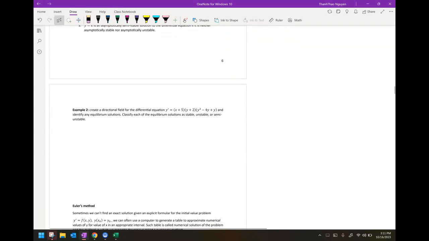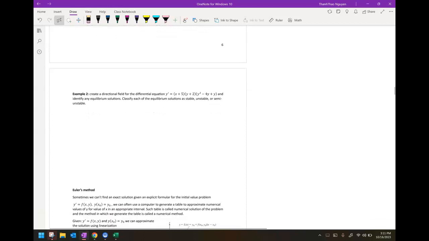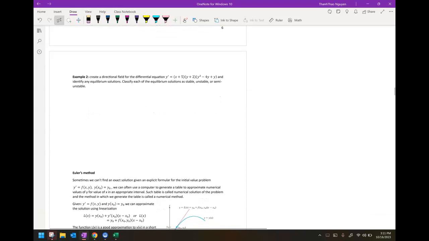Create a directional field for the differential equation y prime equals x plus 5 times y plus 2 times y squared minus 4y plus 4. Identify any equilibrium solutions. Classify each equilibrium solution as stable, unstable, or semi-unstable.